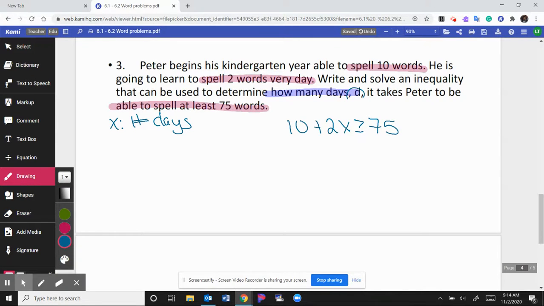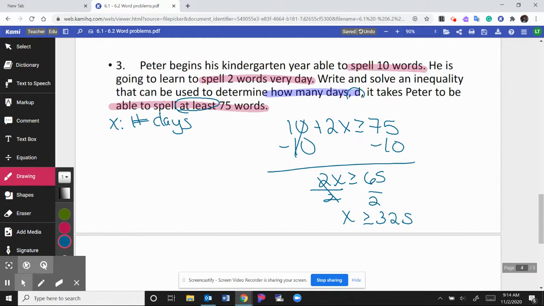It says here that Peter wants to be able to spell at least 75 words. So I like to think of things in terms of money. If I want to make at least $75 while I'm working, that means I want greater than or equal to $75. I'm not going to be happy if I come home with less than that. So if you think about it in terms of money, it might be a little bit easier to figure out your symbol. But that's why you have your greater than or equal to sign there.